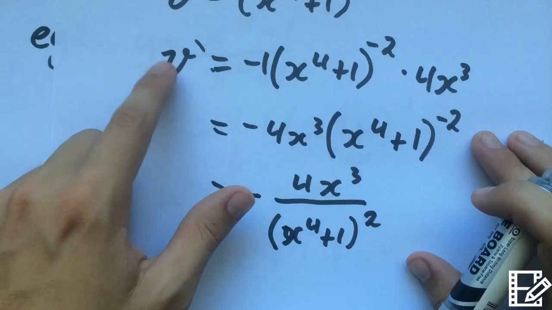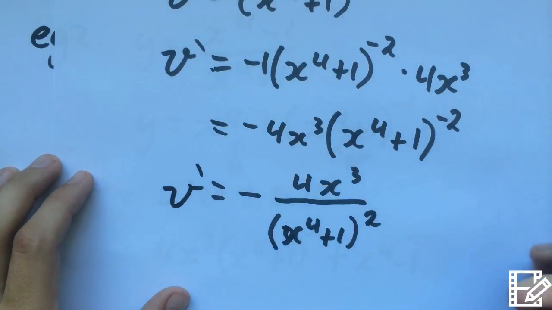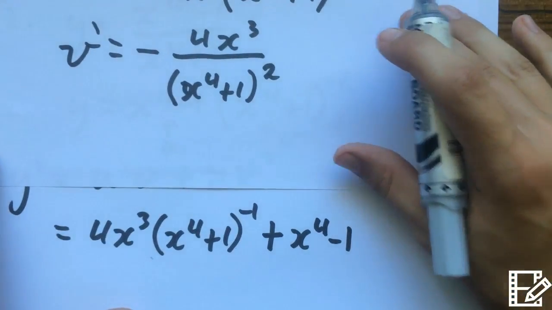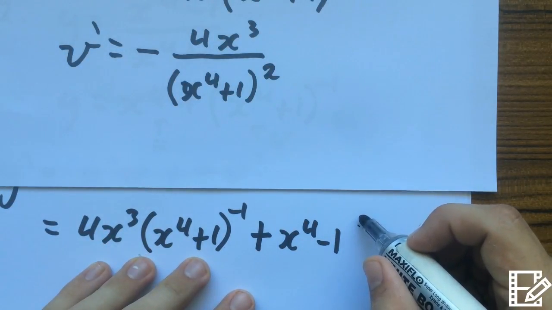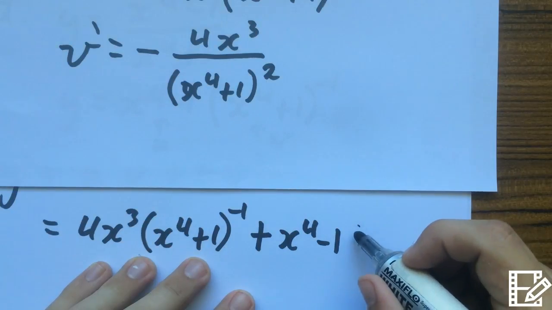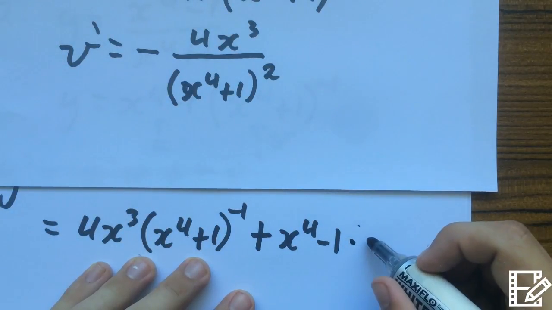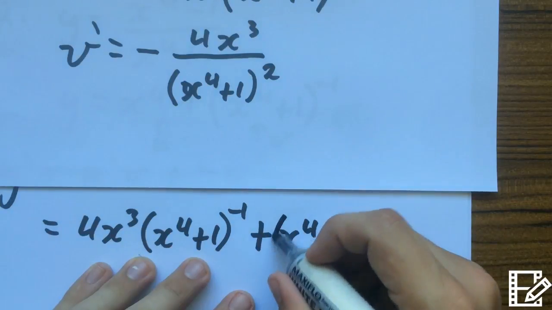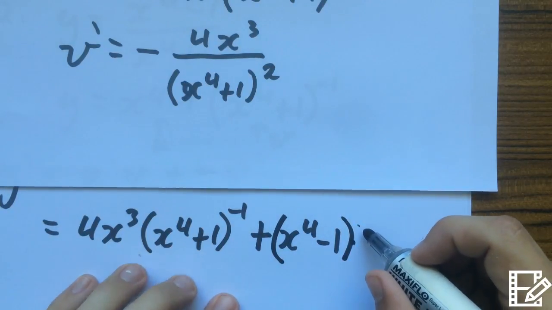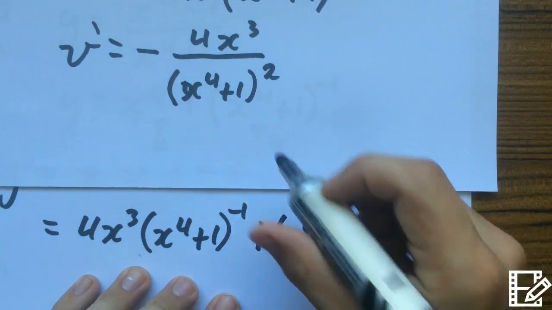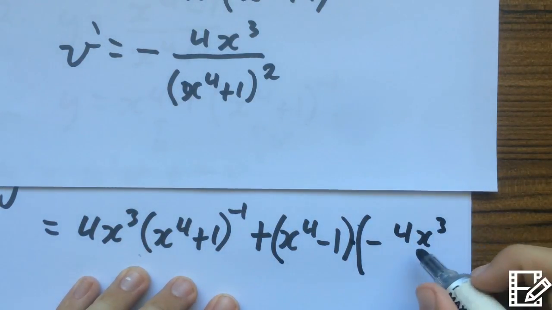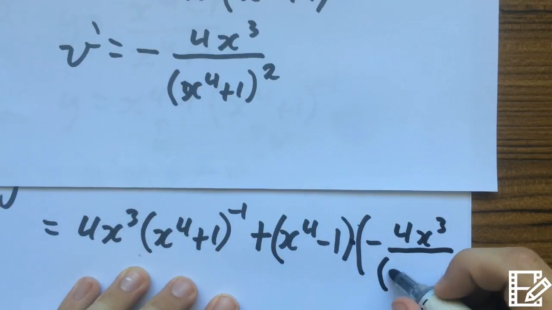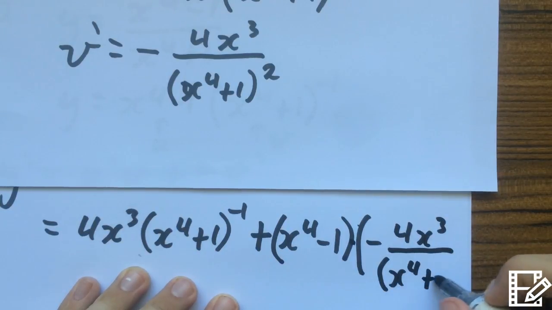because we need a derivative of v, and we have a derivative of v. So we're going to input this over here. So we're going to multiply by negative 4x to the power of 3 over x to the power of 4 plus 1 all squared.